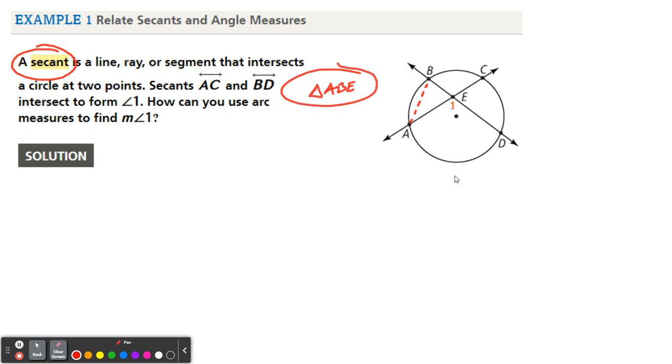Now, angle 1 is an exterior angle to that triangle. We have the triangle exterior angle theorem, the theorem we learned in, I think, topic 4. This exterior angle is equal to the sum of its two remote interior angles, that is the angle here at A and the angle here at B. So the measure of angle 1 is equal to the sum of the measure of angle BAE, that's angle A, plus the measure of angle ABE, that's the angle at B. Again, this is the triangle exterior angle sum theorem.